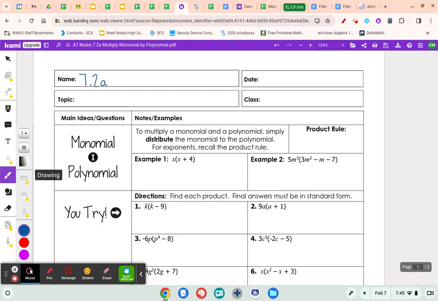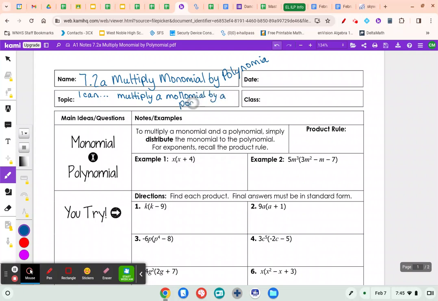Today you will be learning 7.2a, multiply monomial by polynomial. Your learning target is basically the same. I can multiply a monomial by a polynomial.